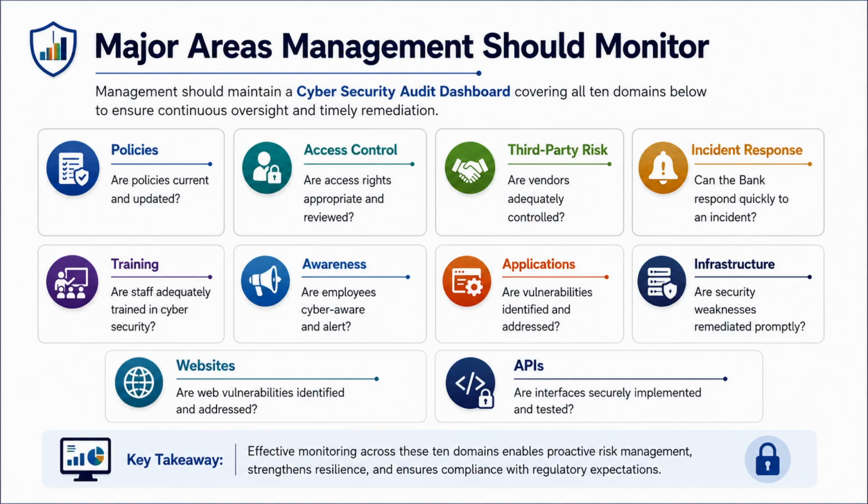Management should maintain continuous oversight of the major areas arising from the cybersecurity audit. First, policies. Are they current and updated? Second, access control. Are user access rights appropriate and regularly reviewed? Third, third-party risk. Are vendors and service providers adequately controlled? Fourth, incident response. Can the bank respond quickly and effectively to a cyber incident? Fifth, training and awareness. Are employees adequately trained and sufficiently alert to cyber threats?